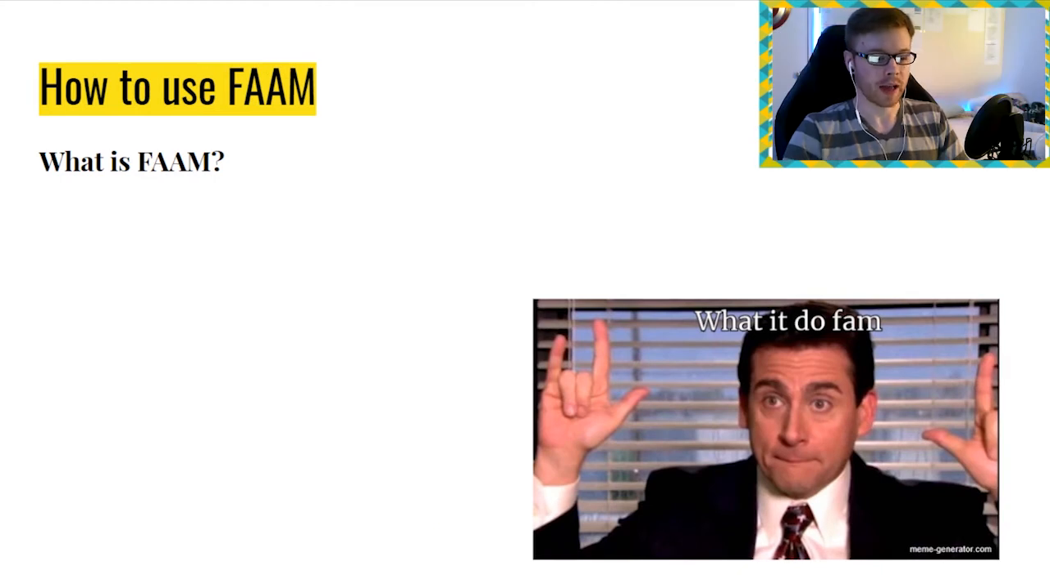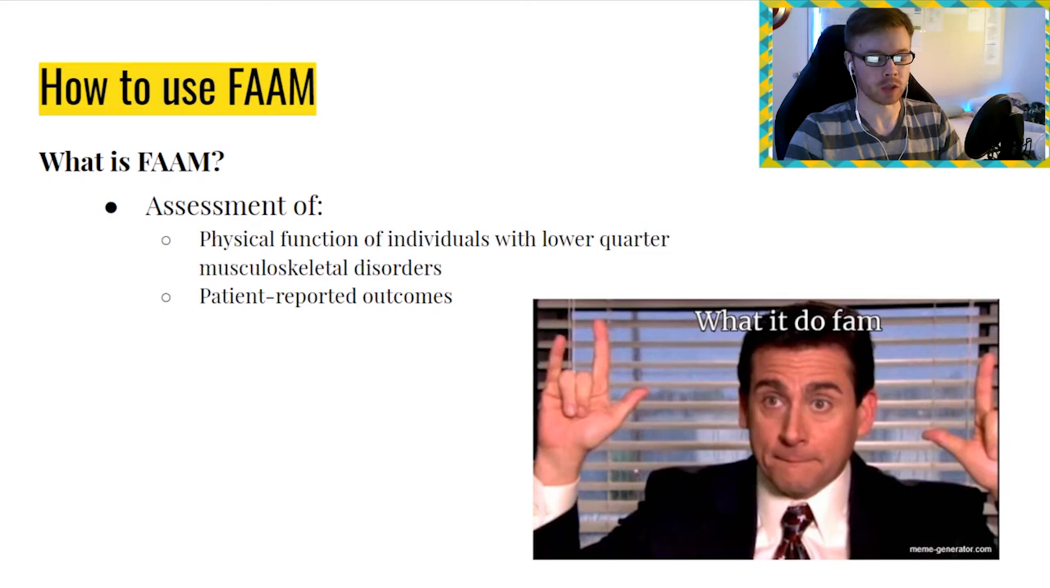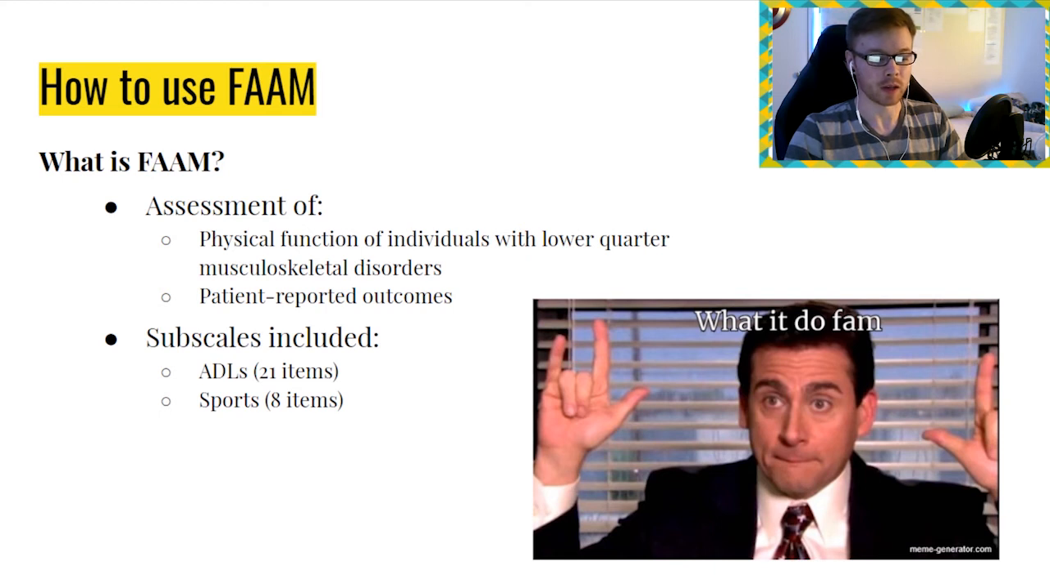So before we learn how to apply it, let's talk about what FAAM actually is. Essentially, it's just a questionnaire. It assesses the physical function for individuals with musculoskeletal disorders in the leg, foot, and ankle based on patient-reported outcomes. But it includes 2 separate subscales. The first is a 21-item subscale that measures functional limitations during ADLs. The second is an 8-item subscale that measures the restrictions in sport participation compared to prior level of function.